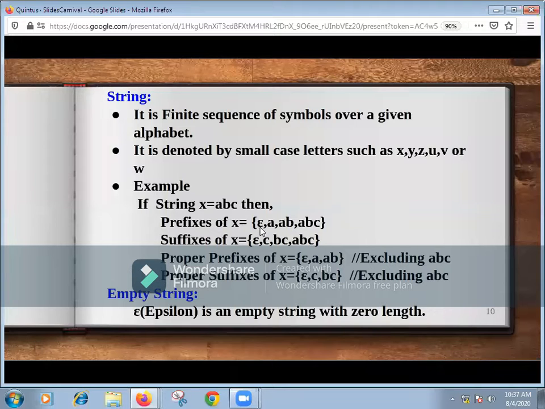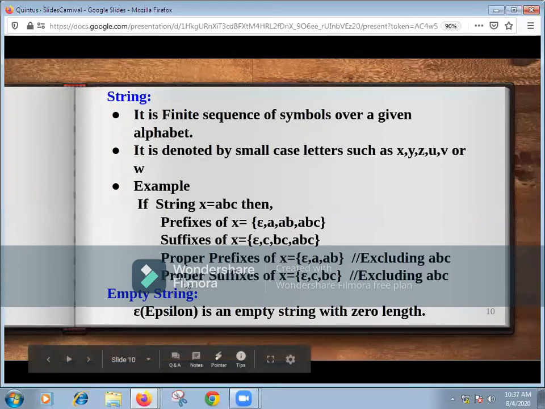That is epsilon, A, AB, and ABC. Now, whenever we are going to find proper prefixes of x, it will be the set similar to prefixes of x, but here you have to exclude ABC. So it will be epsilon, A and AB, but not ABC, because ABC is your original string, and whenever we find proper prefixes, it means we have to exclude that original string, ABC.